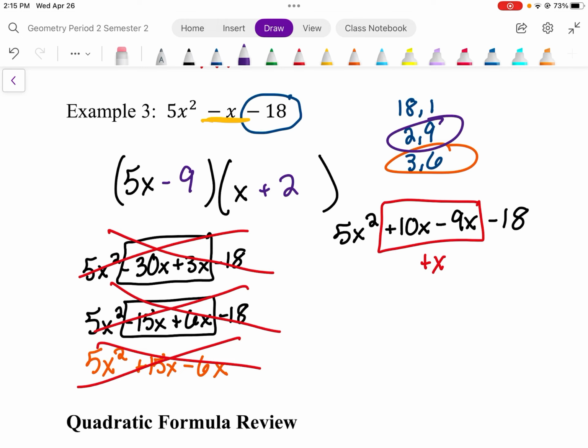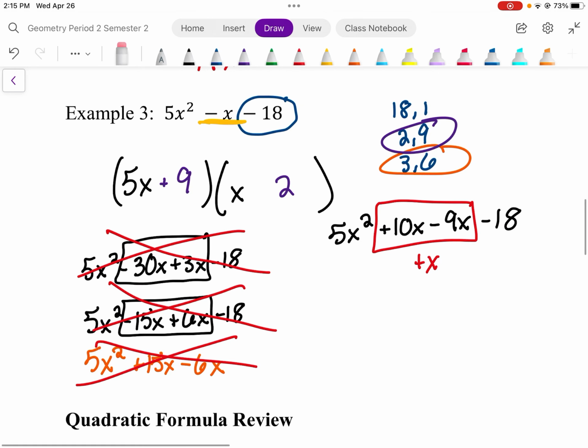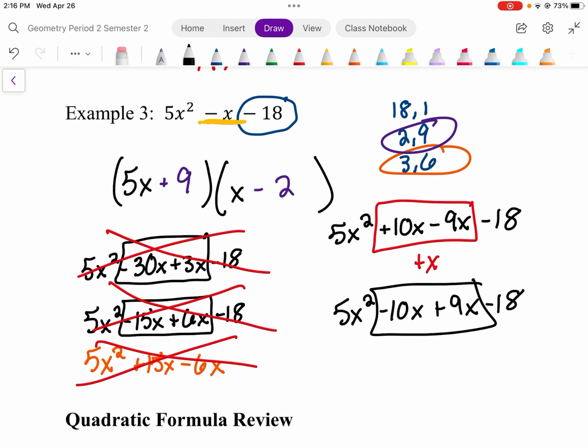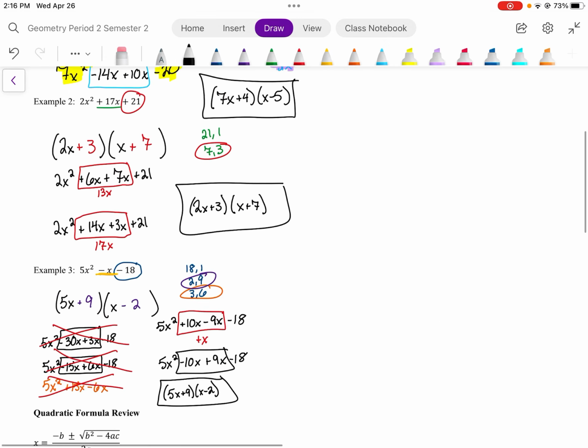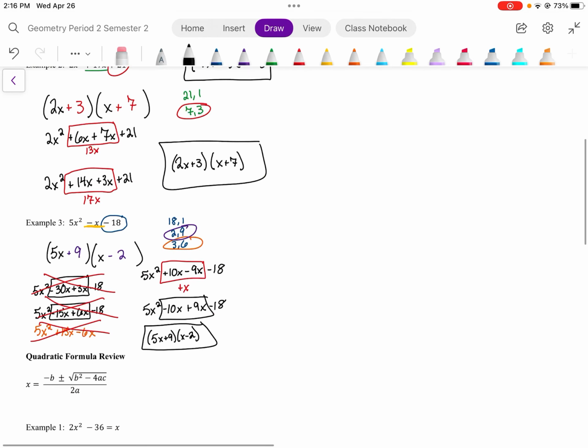So we'll make the 9 negative and the 2 positive. Oh, sorry, that's what it was last time. So we'll make the 9 positive and the 2 negative this time. So if we do that, we would end up with 5x squared minus 10x plus 9x minus 18. And that combines to negative 1x, which is what we want. So our final answer is 5x plus 9 times x minus 2. Okay, so that's just a review on factoring with the guess and check method.